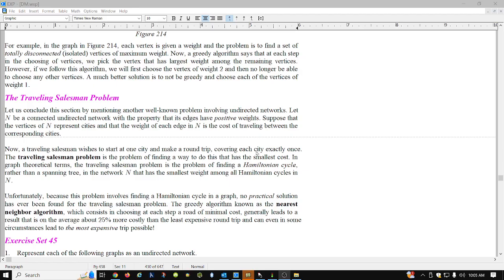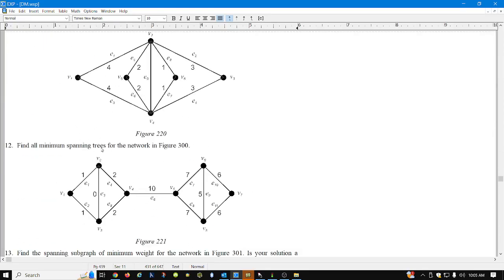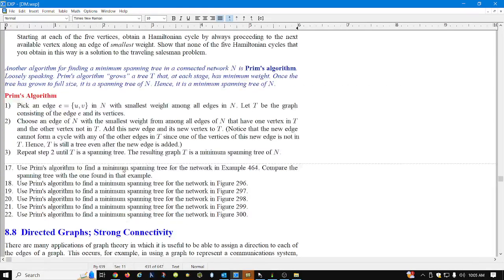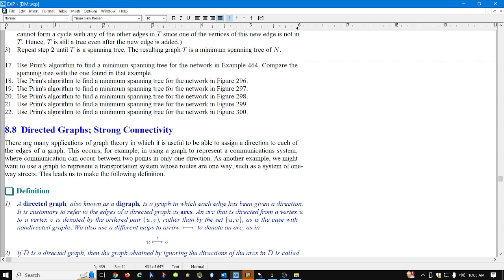Okay, that concludes what I wanted to say about undirected networks. Next, we're going to begin a discussion of directed graphs, which are graphs in which each edge has a direction, and that will lead us subsequently to a discussion of directed networks.